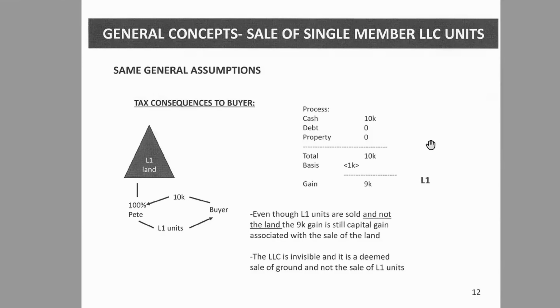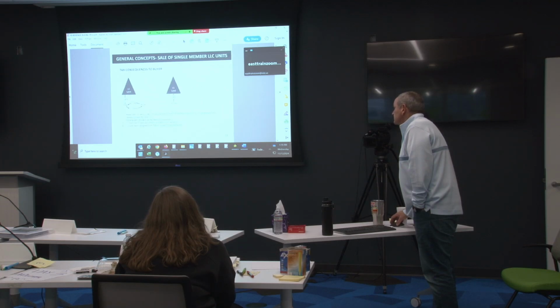Single member LLC. Okay? So buyer buys LLC units. It's invisible for tax, so you have the exact same analysis. Okay? I think that's what I'm saying here.